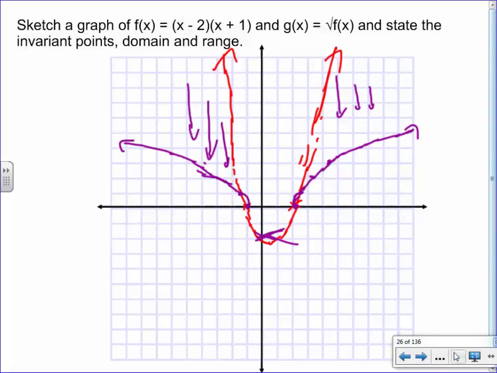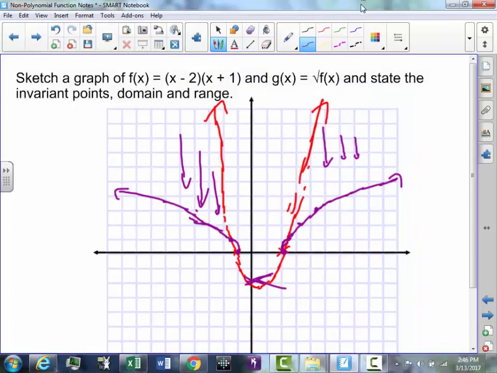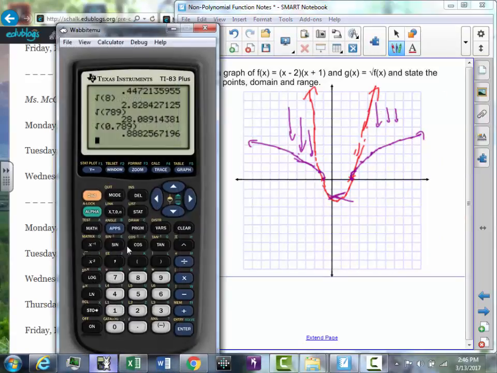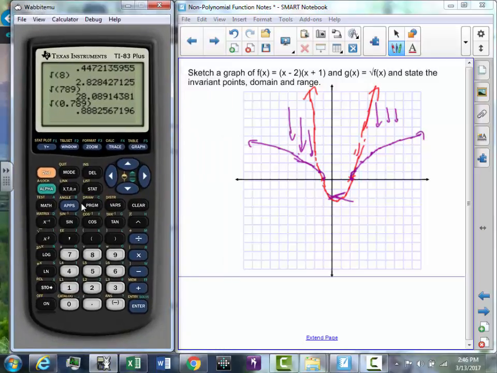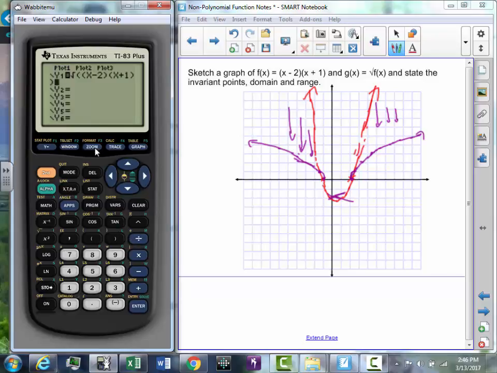Long story short, this is what the graph would look like on your calculator. So I'm actually going to bring that into the equation now. So I am going to square root, and then in brackets, I'm square rooting x minus 2 and x plus 1. So it kind of has that shape that I was kind of expecting there.